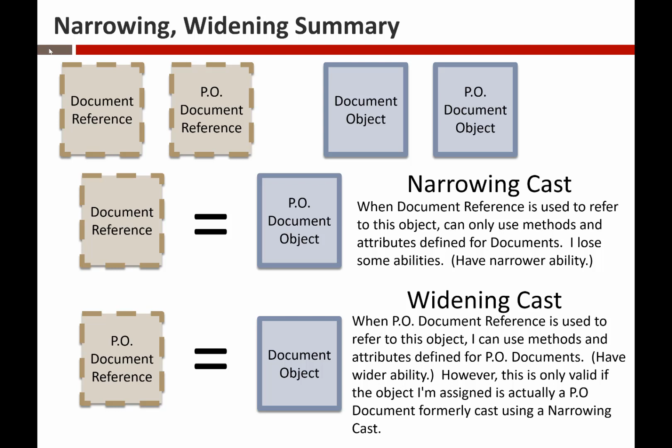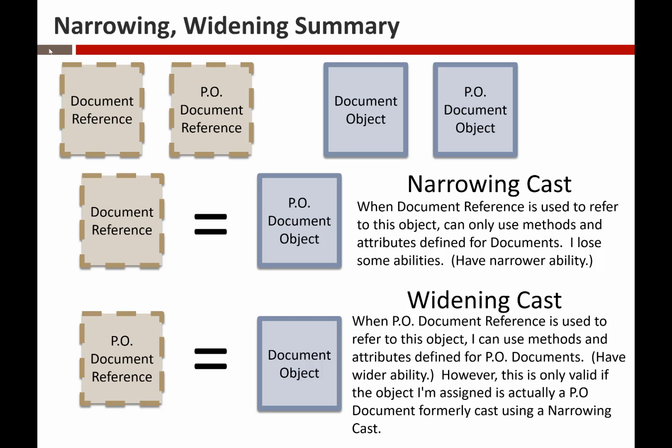Questions? If you've done a narrowing cast of a child to a parent, and then you want to include more information, will it automatically retype it to a widening cast, or do you have to explicitly call it? You're going to have to cast it back using a widening cast.